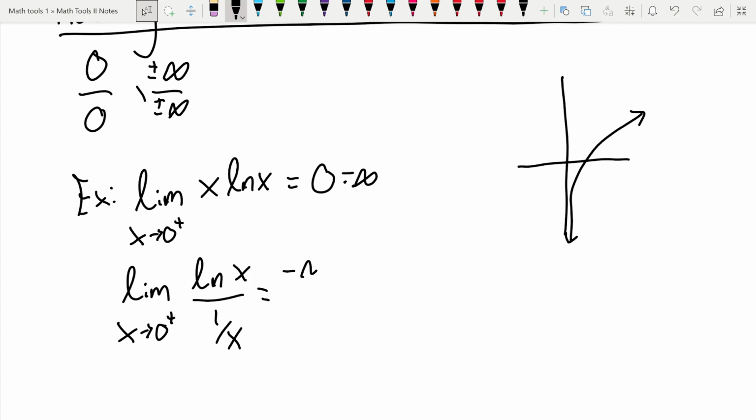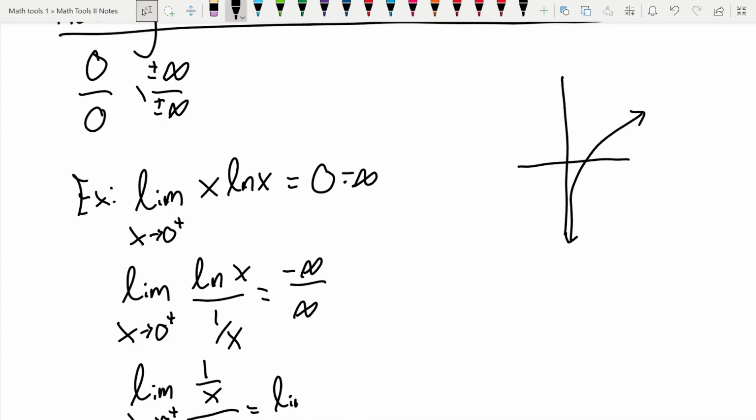Now when we apply this, we get negative infinity over positive infinity, actually. Right, but it doesn't really matter. It's just that we get some kind of infinity over infinity. So now we can apply L'Hopital's rule. The top is going to be 1 over x. The bottom is negative 1 over x squared.